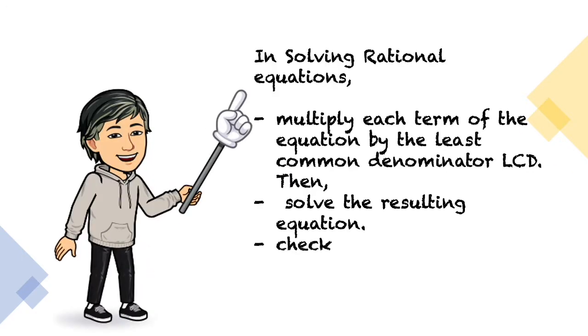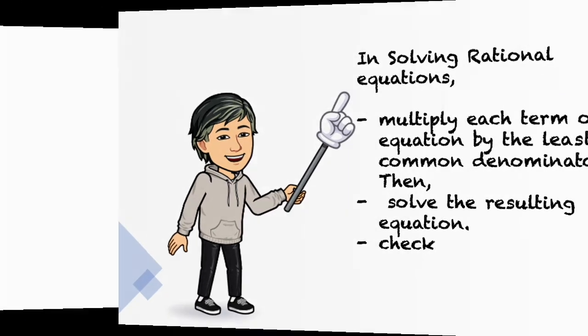So here are the methods to remember in solving rational equations. Multiply each term of the equation by the least common denominator, or LCD, then solve the resulting equation, and finally check for the correct answer.